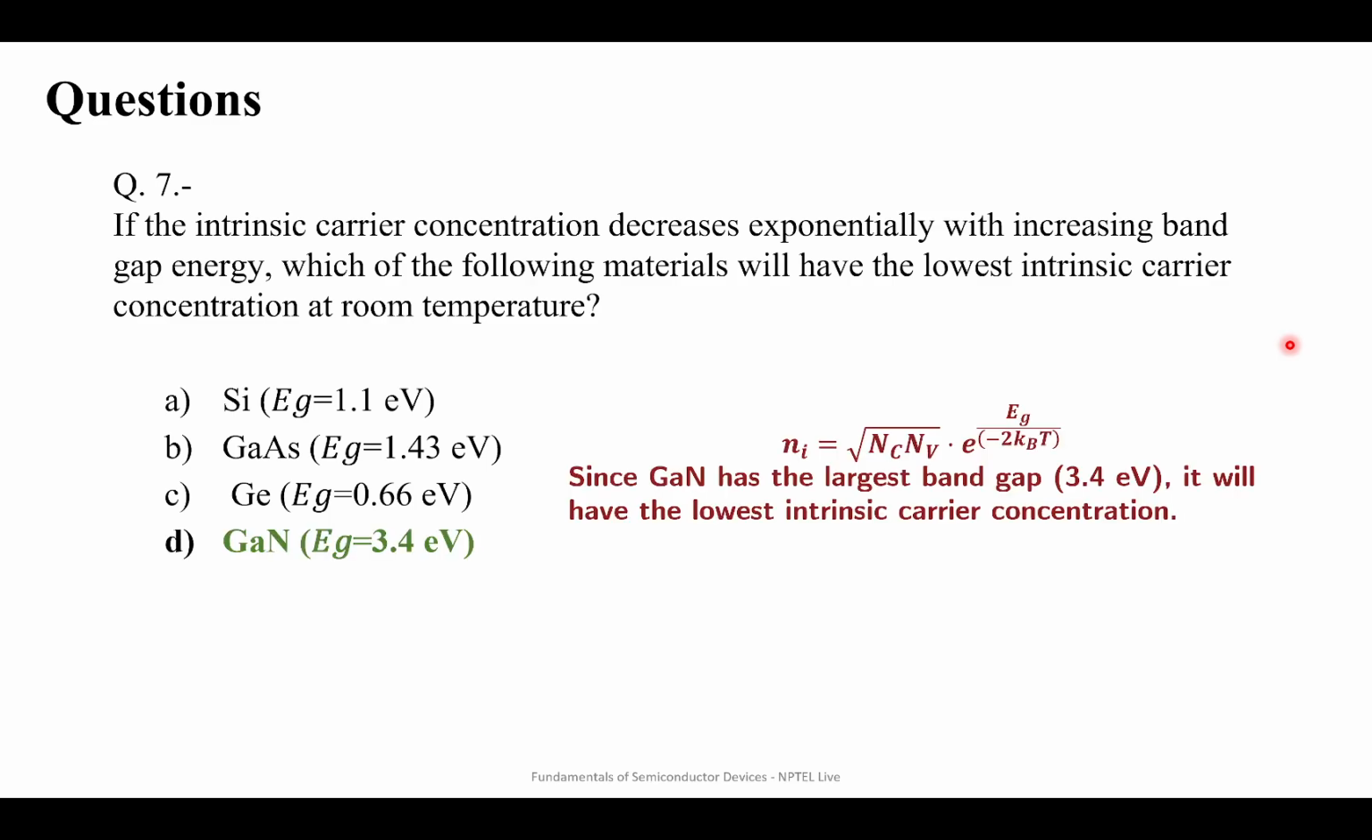So the answer to this will be gallium nitride. Use this same equation. So you are given that when you increase the band gap energy, your intrinsic carrier concentration is decreasing. So you don't even have to look at this formula since the relation is already given in the question. By logic, gallium nitride has the highest band gap, so it will have the lowest intrinsic carrier concentration.